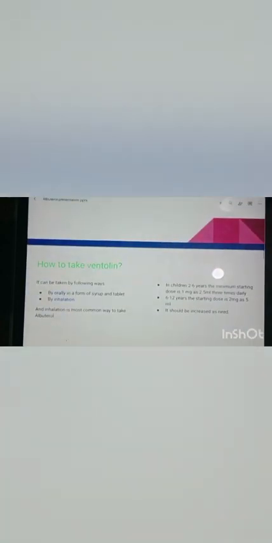How to take Ventolin? It can be taken in the following ways: orally in the form of syrup and tablet, or by inhalation, and inhalation is the most common way to take albuterol. In children 2 to 6 years, the minimum starting dose is 1 milligram as 2.5 ml 3 times daily. For 6 to 12 years, the starting dose is 2 mg as 5 ml. It should be increased as needed.